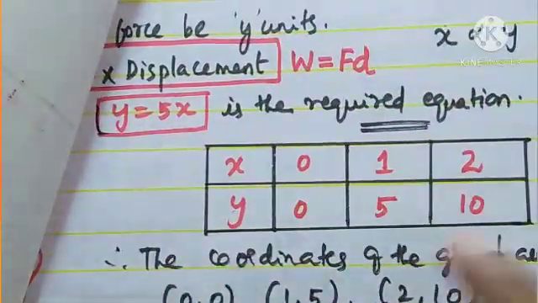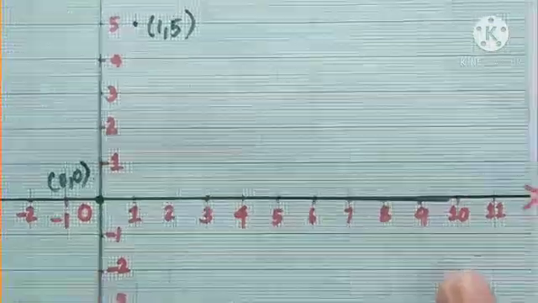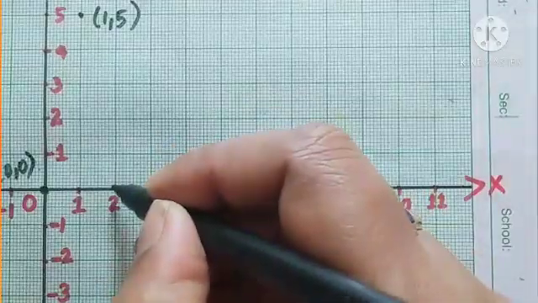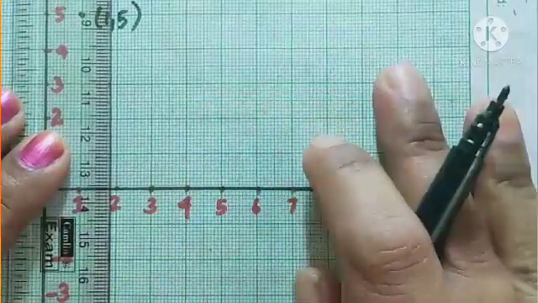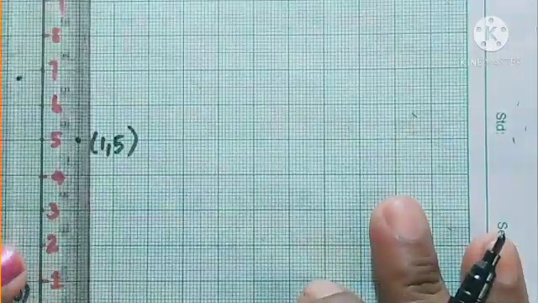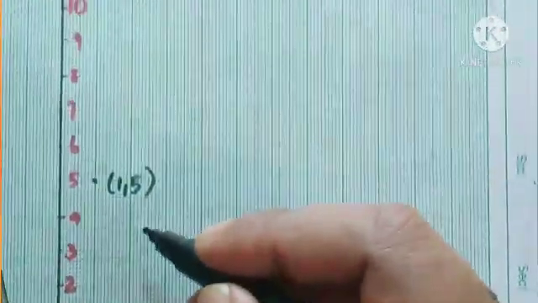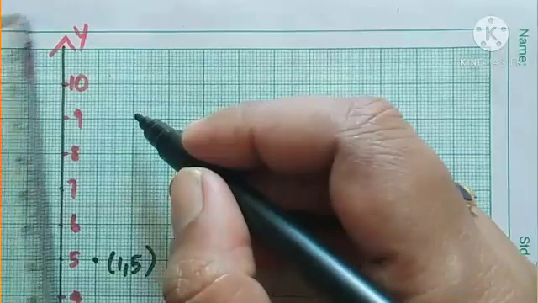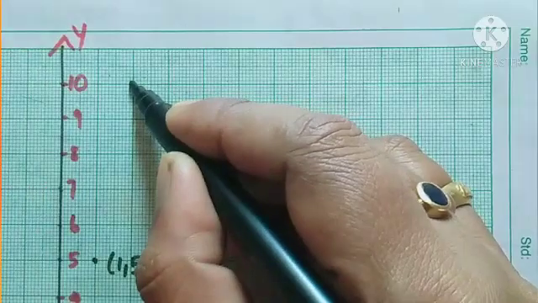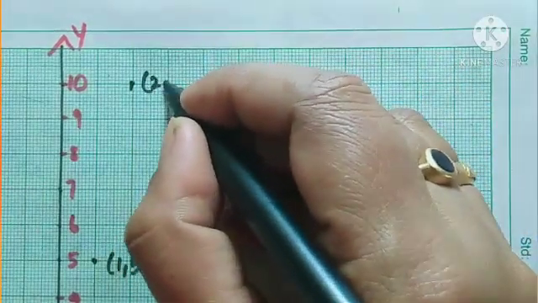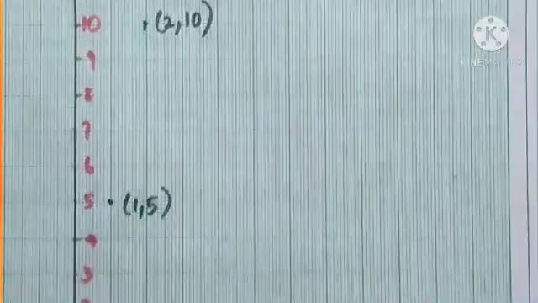That is 2 and 10. X is 2, y is 10. So take x as 2 in the x-axis. Where is 2? Here. So for 2, use the ruler for taking longer distance. And where is our 10? Straight to 2. Our 10 is here. So this is where 2 and 10 will meet. X is 2, y is 10. Okay, so all the three coordinates we plotted.